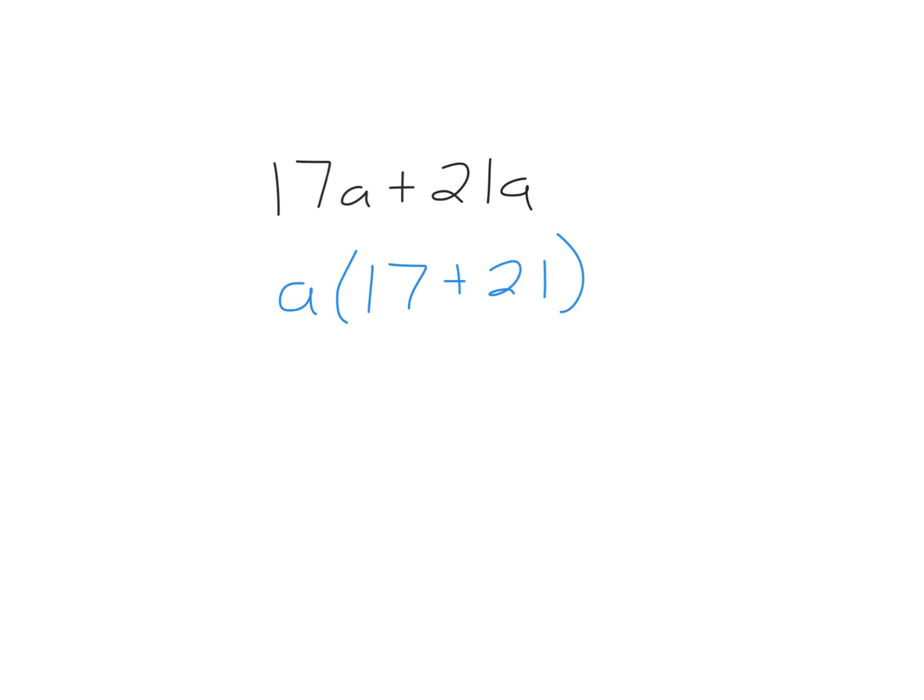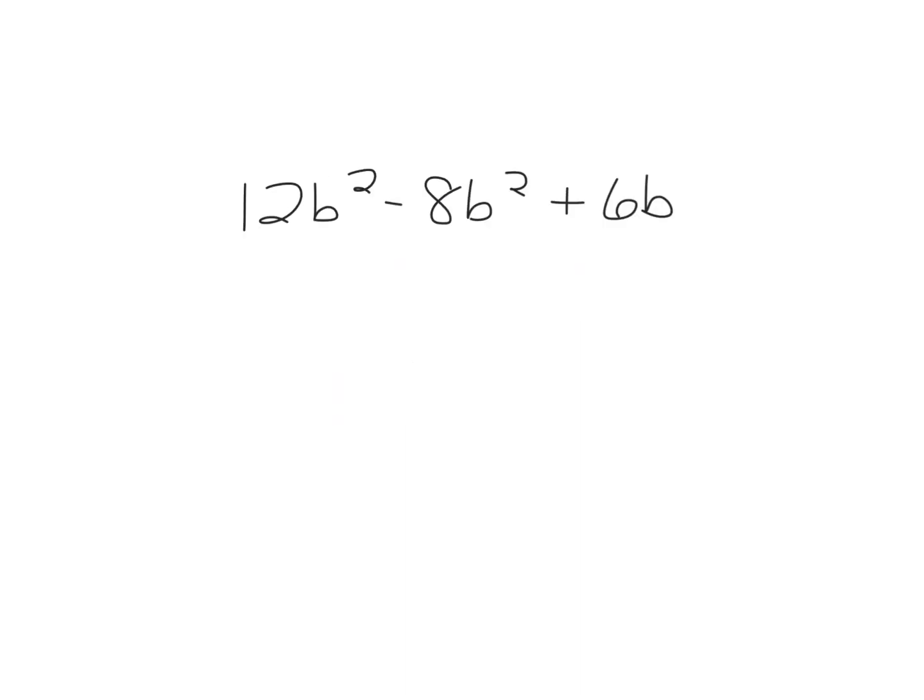So what's 17 plus 21? 38. And then we have that A, so I just attach that A. You do not have to do that step. I'm just showing you in case letters confuse you. You do not have to do that. You can just combine them right away if you know they are like terms.